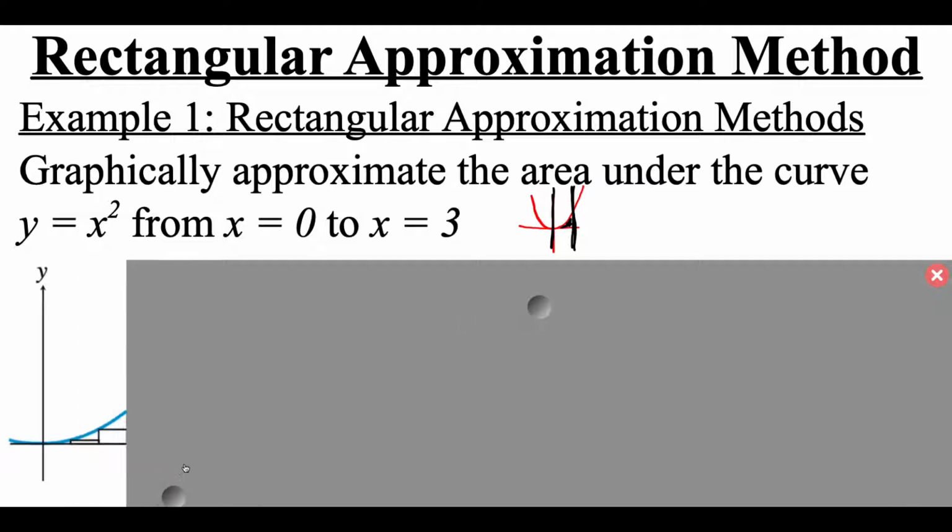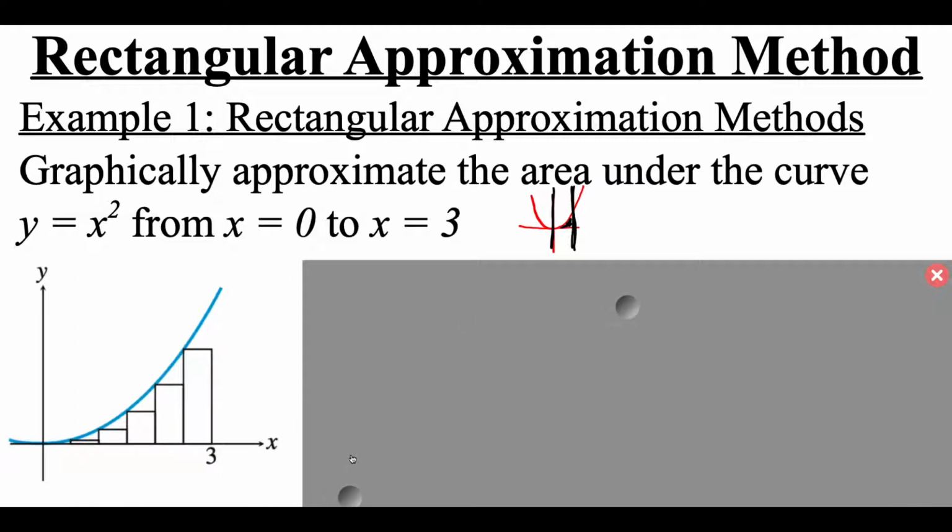Now there's actually three different methods that we can use, and we'll look at breaking down each one. This first method that we're going to use is called a left endpoint rectangular approximation method. We can abbreviate that as LRAM. That means left endpoint rectangular approximation method.